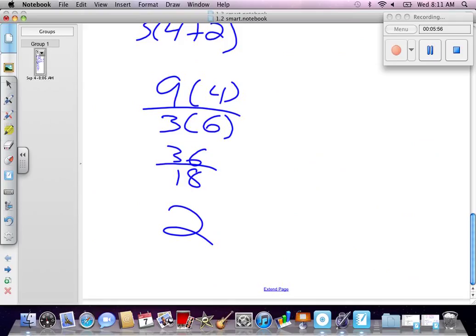If you got stuck on one of those parts that I was going through, please let me know now. Is everybody okay? Followed my steps? It's going to be problems like this in your homework.